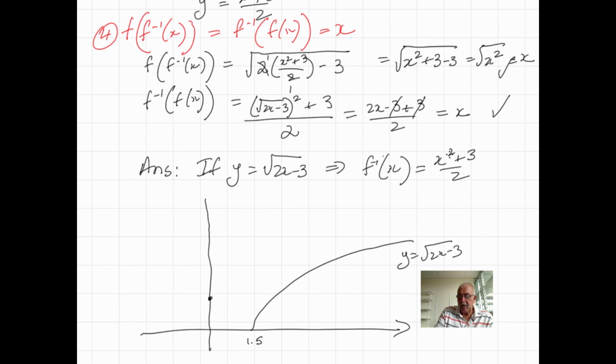And this is going to look a bit like our parabola y equals x squared. We've got x squared on 2 plus 3 on 2. So it's like an x squared on 2 graph moved up 1.5 units. So x squared on 2 looks like that. So this one is going to look like this.